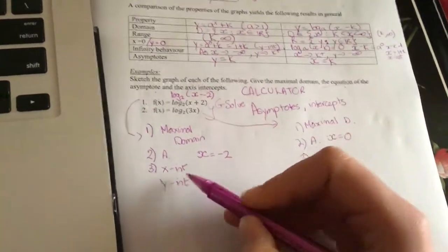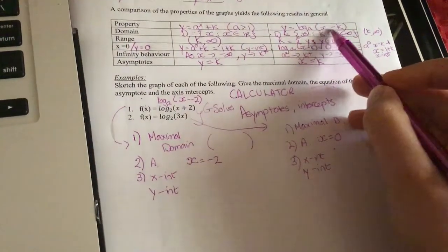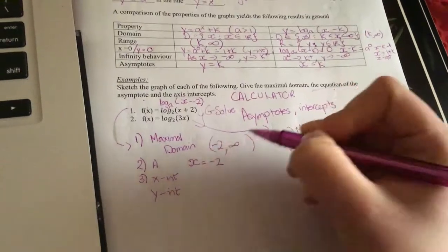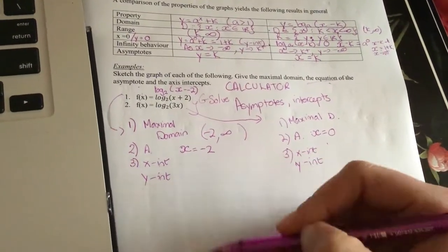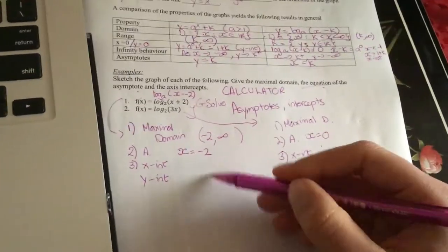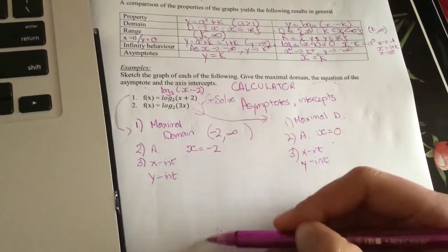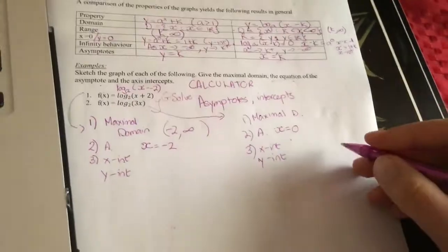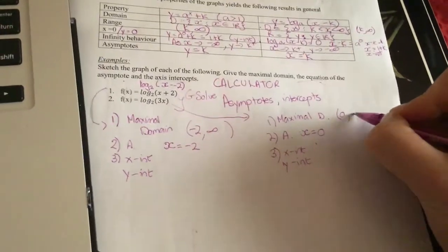Easy. Once we've got our asymptotes, it's really easy to work out our domain. Our domain is going to be negative 2 to infinity. That makes sense because we've got a vertical asymptote, so the graph can never cut that line that goes through x equals negative 2. It's got to be bigger than that. So our maximum domain is negative 2 to infinity. Over here, our maximum domain is going to be 0 to infinity. Again, k to infinity.